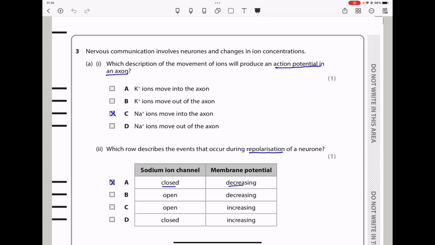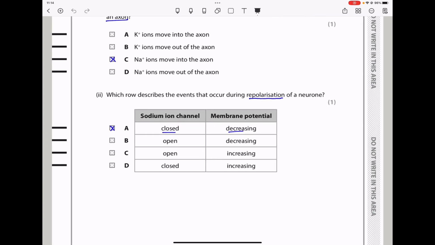An action potential is produced when depolarization occurs due to the movement of sodium ions into the axon, so this is going to be my answer. Then next they say, which row describes the events that occur during repolarization of a neuron? Remember, we have something like this. It goes up and then down. So this is during the repolarization state.